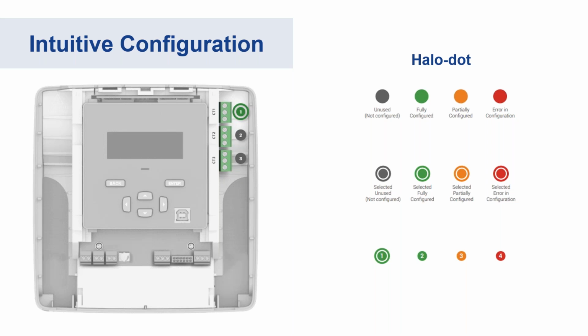Once I get into the meter, we have these intuitive halo dots that tell you at every step of the way whether or not a CT or a voltage input or a component of your configuration, including pulse meters and the network, whether those are actually configured or not. So the general codes that we use are gray is unconfigured, green is fully configured, orange is partially configured, and generally that's either an error or I haven't uploaded it to the meter yet, or red might be an error in the configuration and I'm going to have to refer to my documentation and make a different choice there.